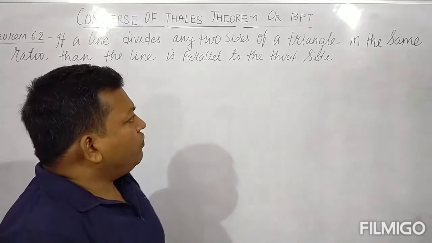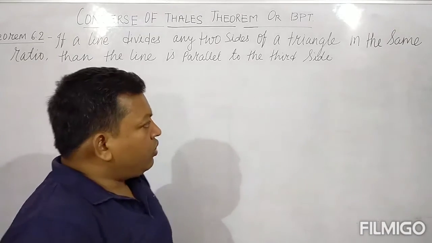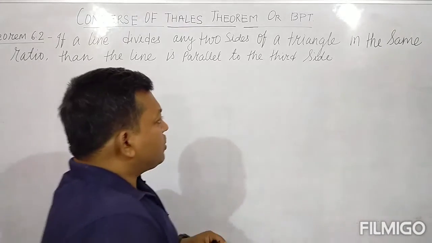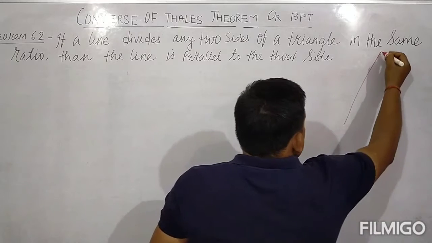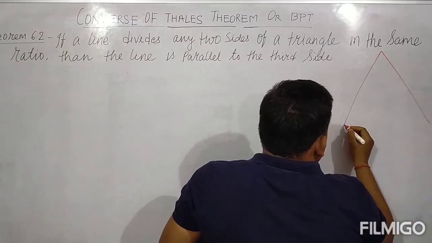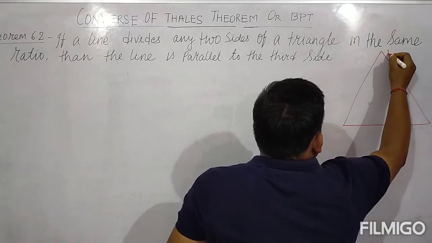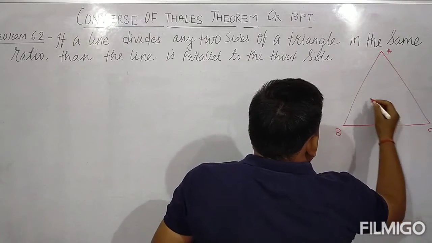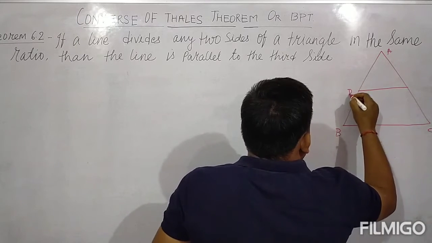In previous video, I have explained the Thales theorem. So let us draw a triangle and try to understand the statement. This is a triangle. Name it ABC. A, B and C. Now draw a line DE.